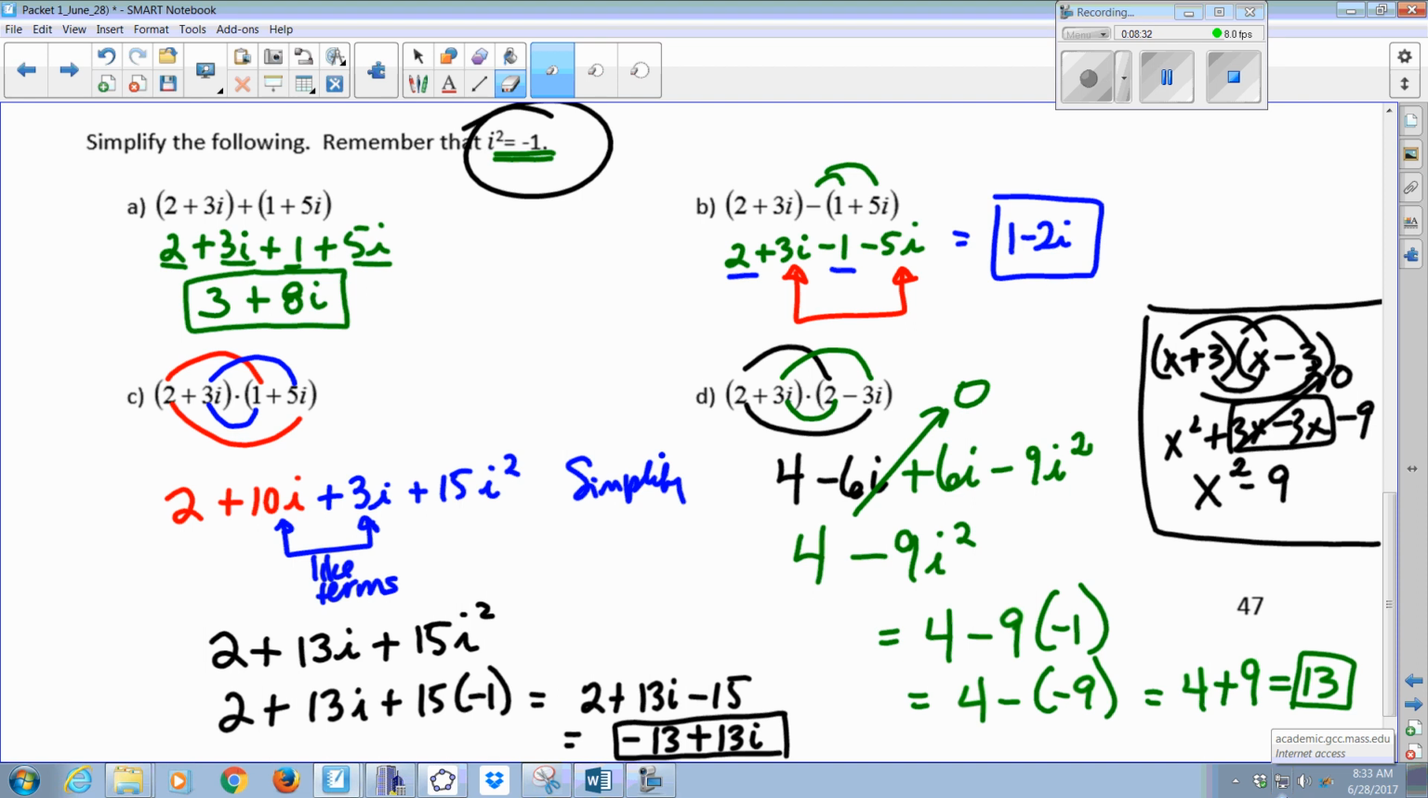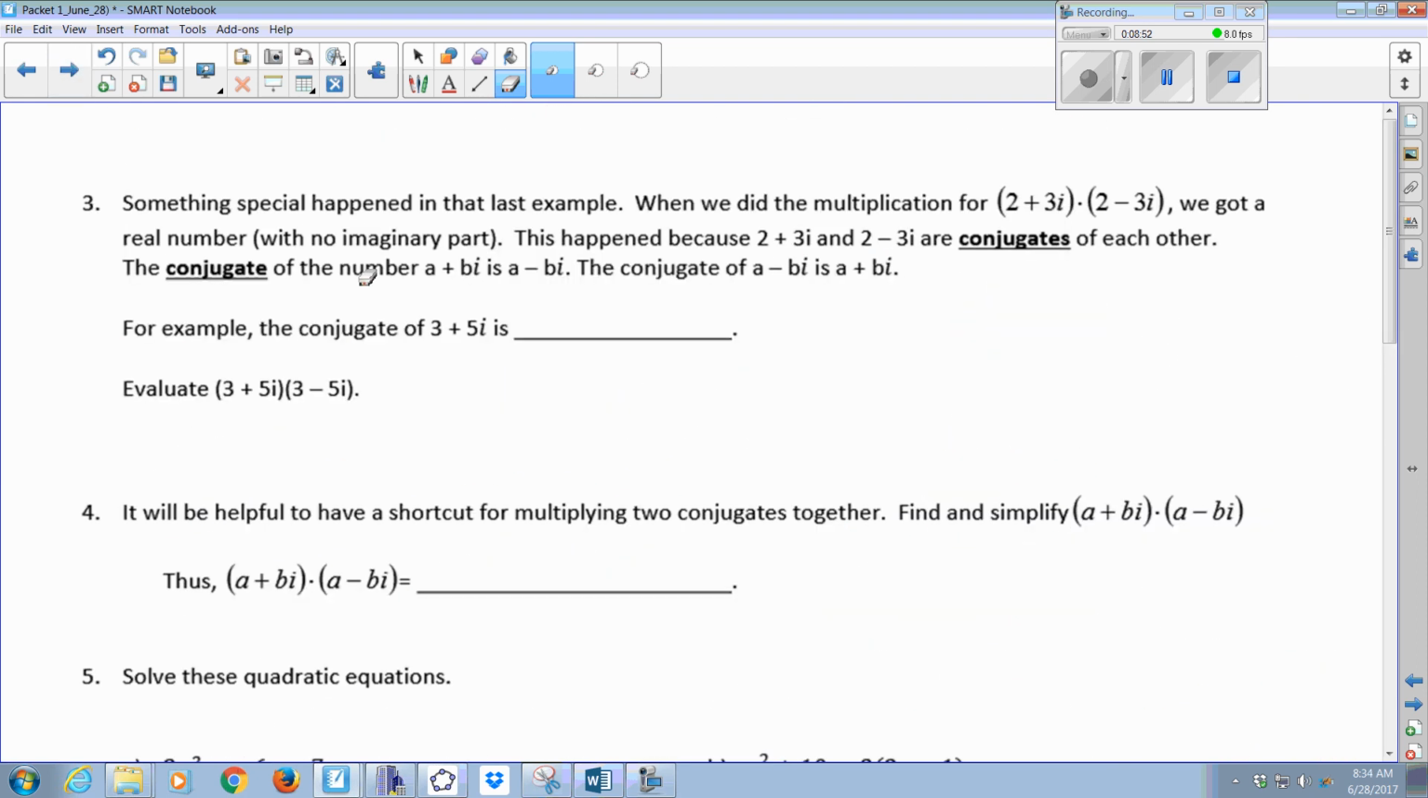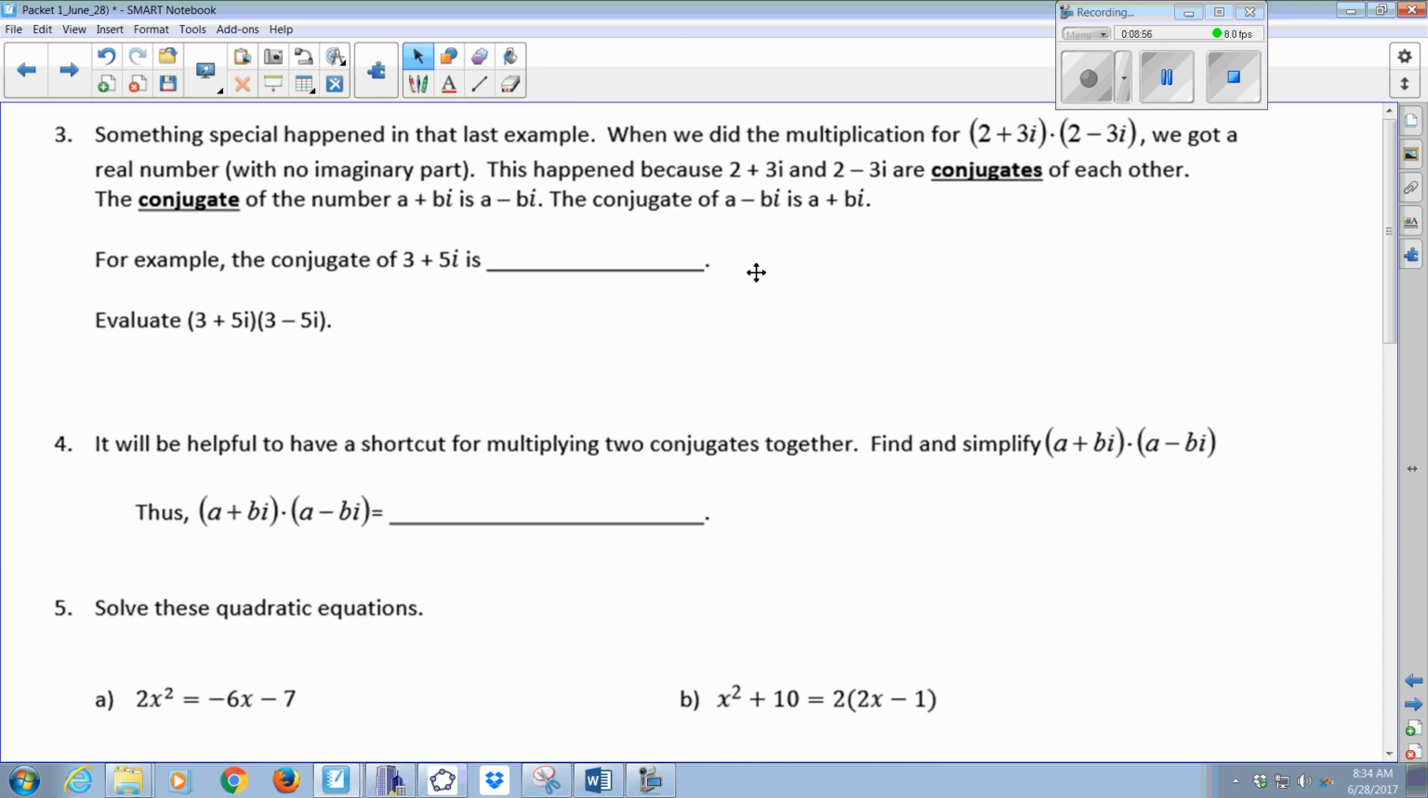So I can multiply two complex numbers, in this case 2 plus 3i times 2 minus 3i, and end up with a real number, 13. So that's an interesting and maybe a surprising result for you. Let's move on to the next part of this class activity. And it continues to work with this idea we just talked about.